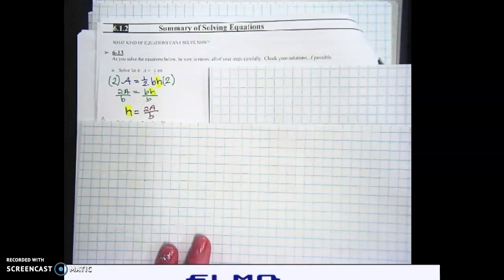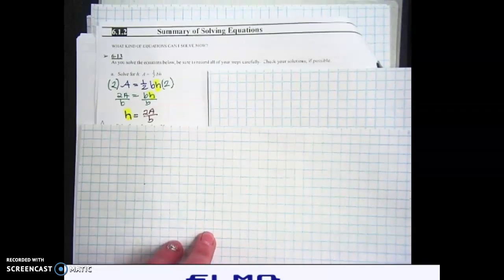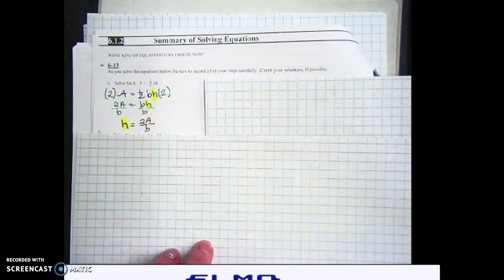This is section 6.1.2, and it's called Summary of Solving Equations. It says, what kind of equation can I solve now? So 6.1.3 says, as you solve the equations below, be sure to record all of your steps carefully. Okay, so the most important part here is not the answer, but the steps that it takes to get to the answer. All right, and check your solutions if possible.